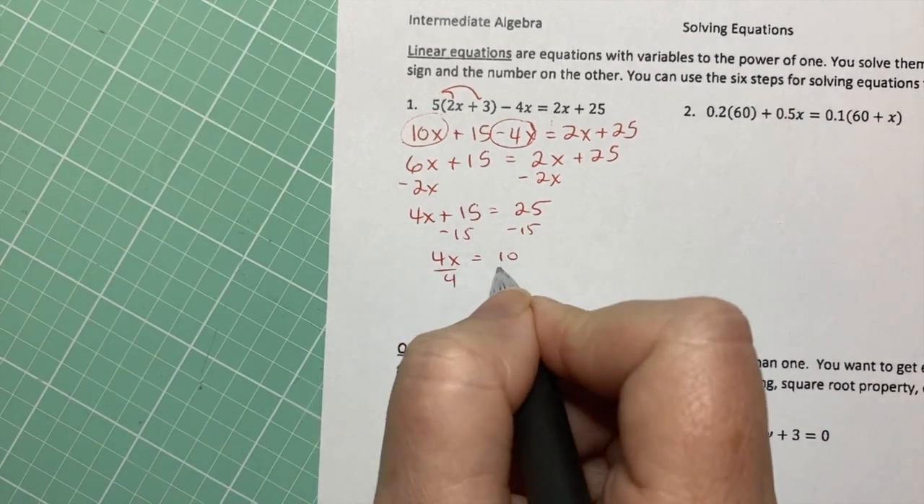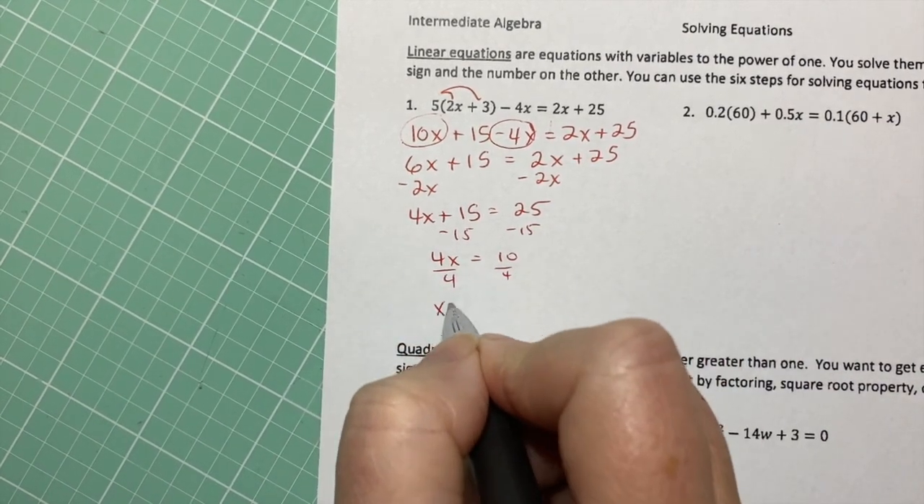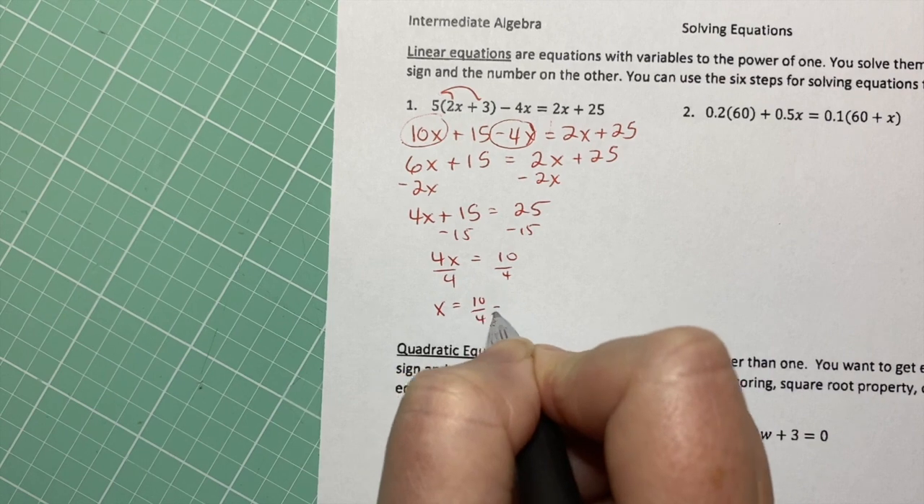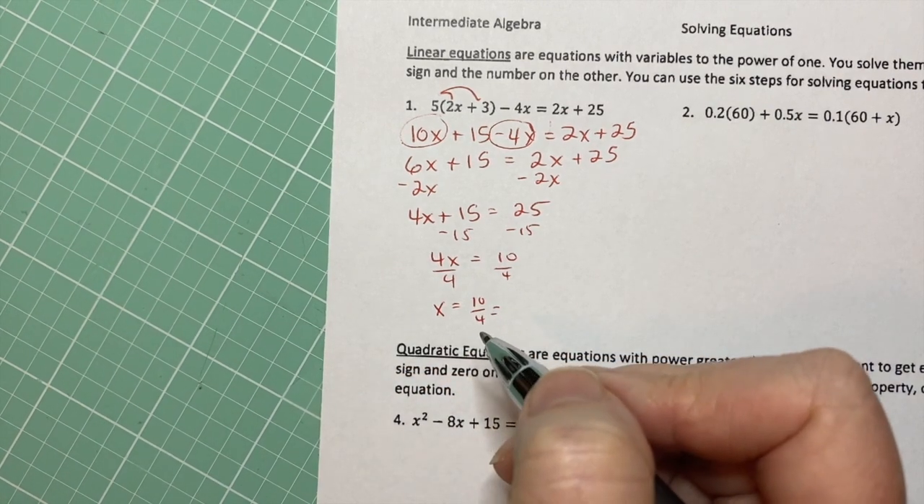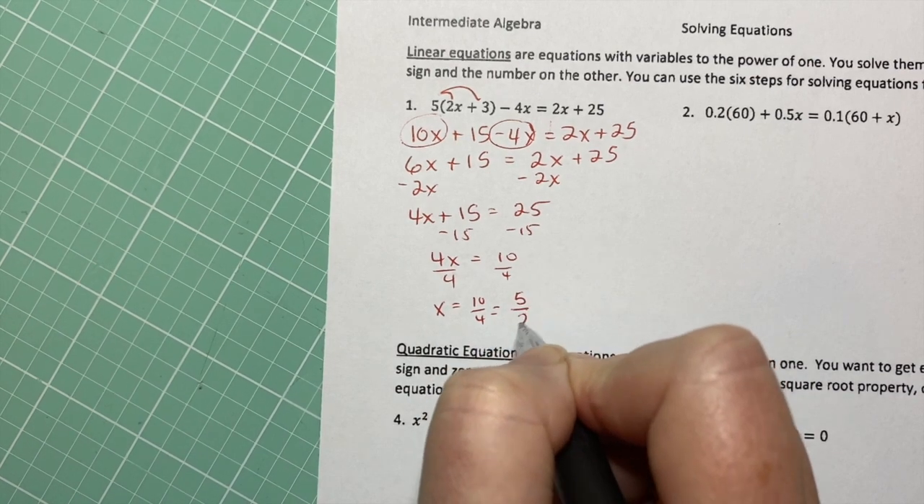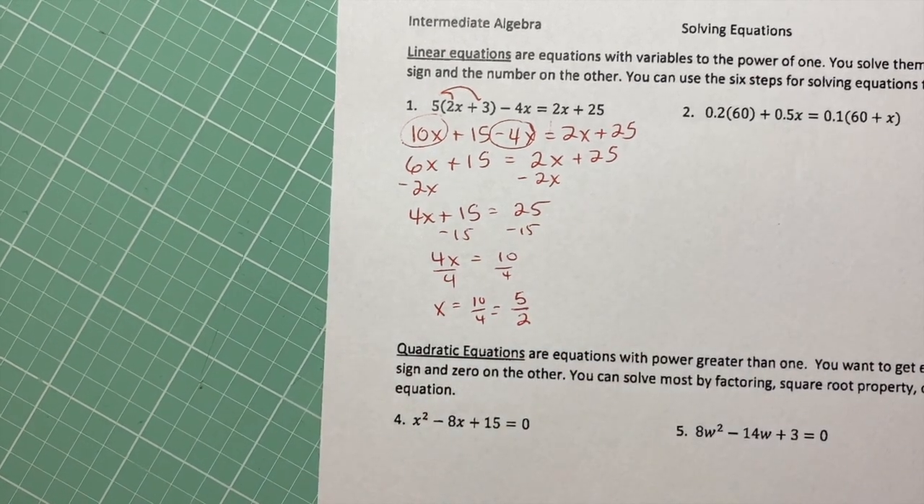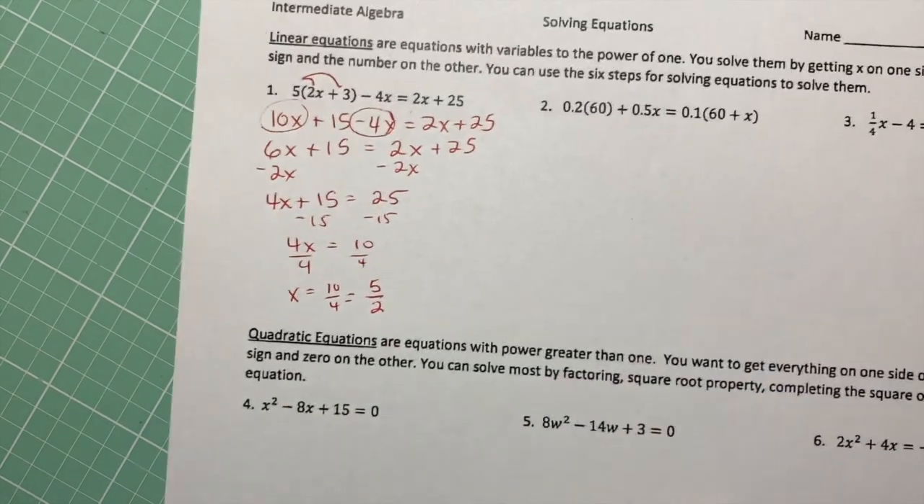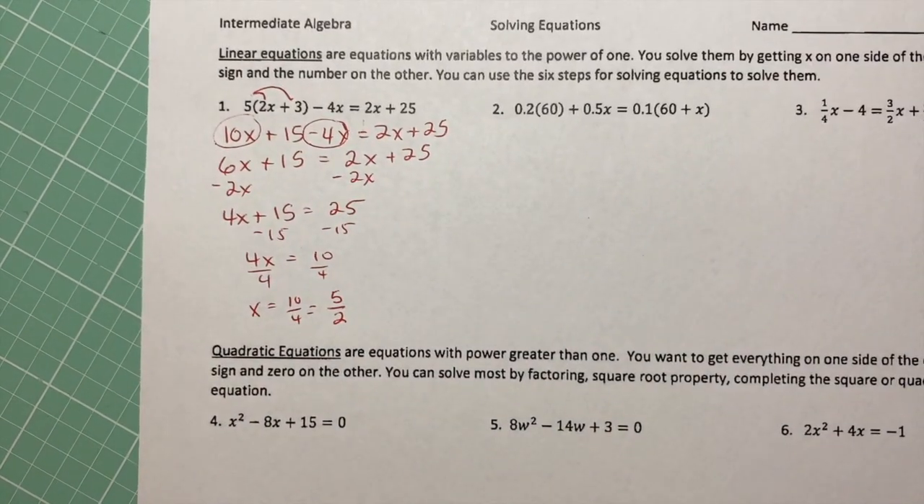And then divide by the number in front, step 6. So x is going to equal 10/4, but just remember in all of algebra, all of mathematics, you always want to leave fractions in simplest form. So that would reduce to be 5/2. So this again is just a review from 0300, but important that you know these things going forward into college algebra.